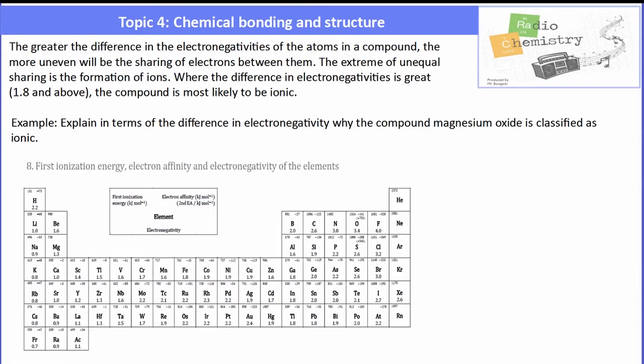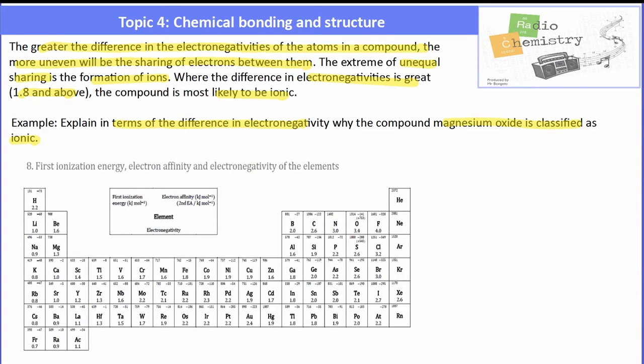Now, to define an ionic bond, we can use the electronegativities to define when something becomes ionic. And ionic is uneven sharing of electrons. Basically, one is donating electrons and one is accepting electrons. So if the difference in electronegativity is above 1.8, then we say that the compound is purely ionic.